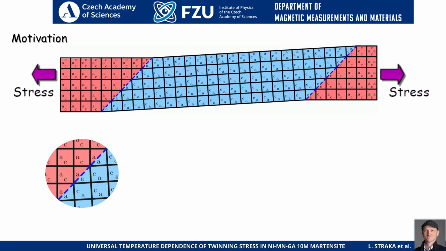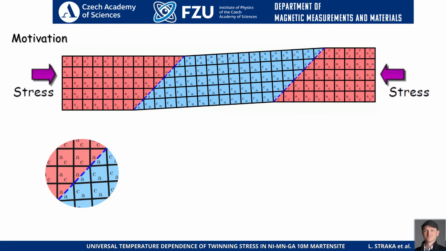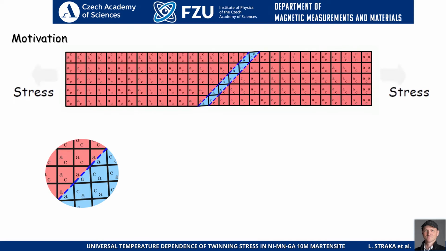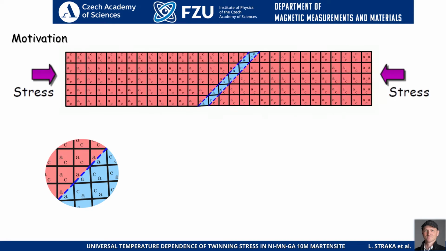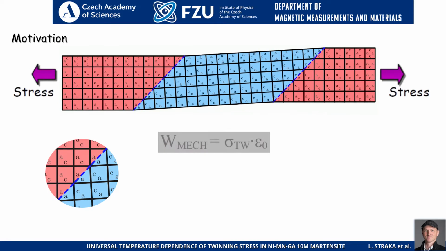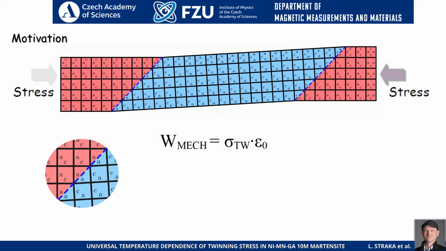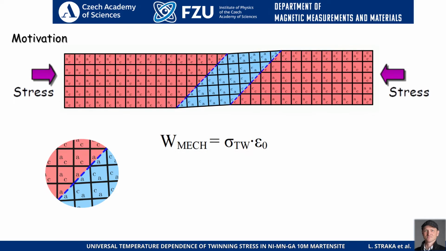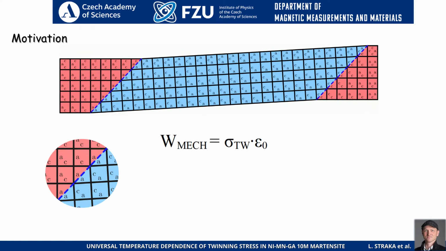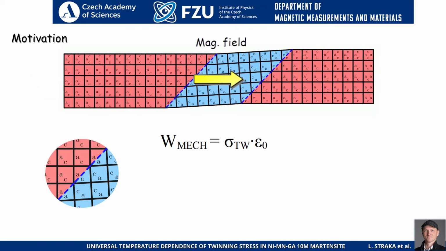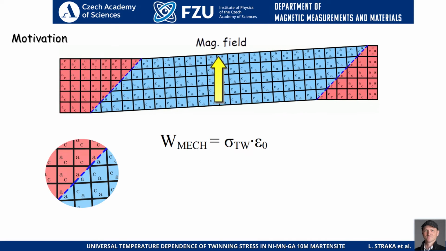The motivation for this work I would like to illustrate using a few animations. First animation showing the ferroelastic martensite, and when you apply external stress on it, you are able to switch between the martensite variants. The mechanical energy to overcome is equal to twinning stress times distortion of the lattice. But what is more interesting, in magnetic shape memory alloys, you can do a similar thing using the magnetic field.